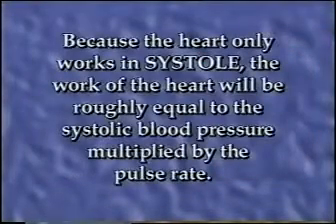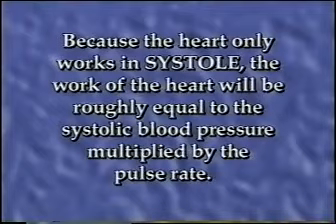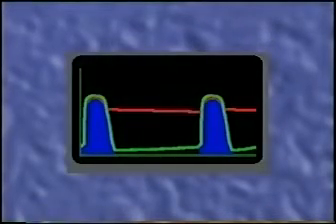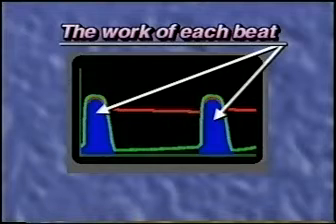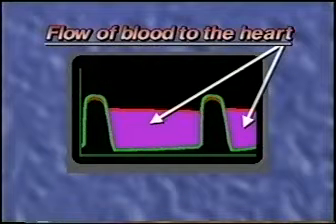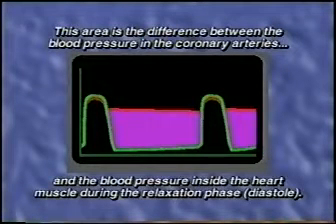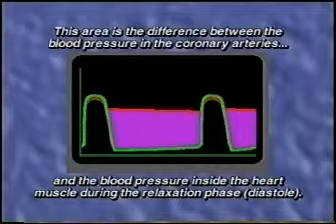Because the heart only works in systole, the work of the heart will be roughly equal to the systolic blood pressure multiplied by the pulse rate. The work of each beat will be proportional to this shaded area. However, the flow of blood to the heart is depicted by this shaded area. This area is the difference between the blood pressure in the coronary arteries and the blood pressure inside the heart muscle during the relaxation phase or diastole.